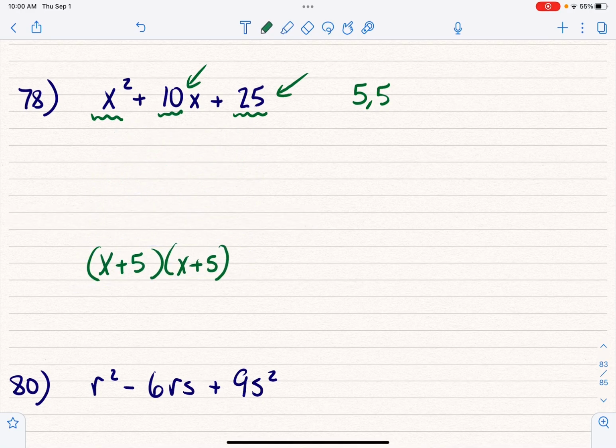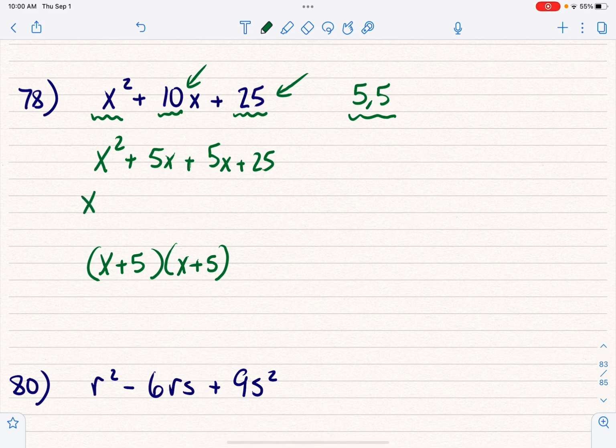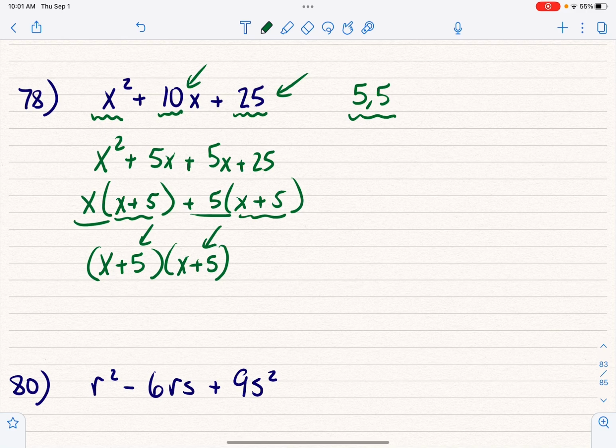Now, maybe you factored by grouping, and you said, well, it's 5 and 5, so I did x squared plus 5x plus 5x plus 25. I could take an x out of these, which gives me x plus 5. I can take a 5 out of these, which gives me x plus 5. And then we know that x plus anything times itself is the same thing as that thing squared.